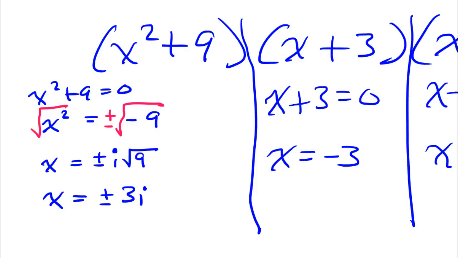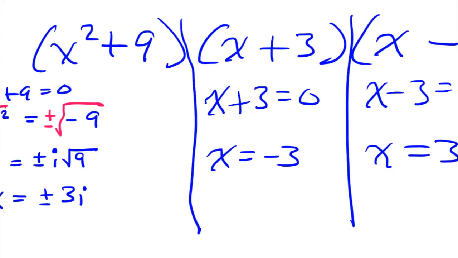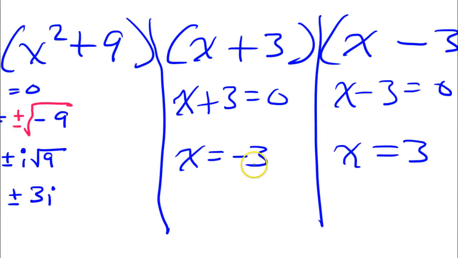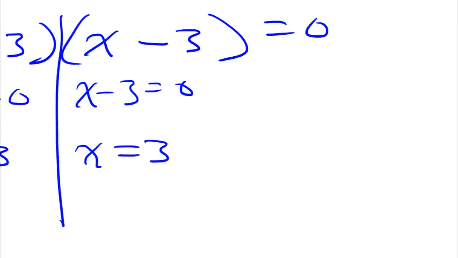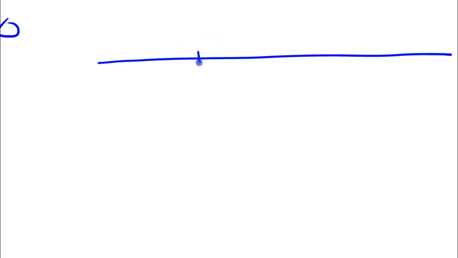Now our next step is to put these zeros on a number line. All right, so I've got negative 3, positive 3, then I've got these imaginary numbers. You can't plot imaginary numbers on a real number line. So we're going to wind up ignoring the imaginary ones. So on the number line, we're just going to do negative 3 and positive 3. Okay, so here goes the number line. So here I've got negative 3 and positive 3.